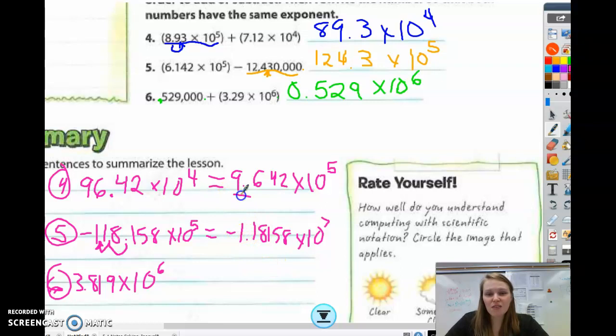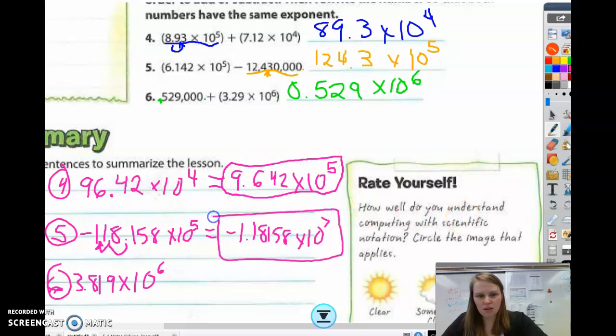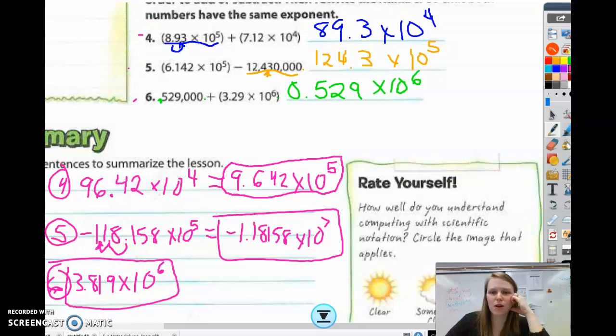So, if they were asking you to solve, these would be our final answers. So this one and this one would be our final answers for these 3 problems if they were asking you to do that. Anyway, okay, so take a look at your homework on Google Classroom and please let me know if you have any questions.